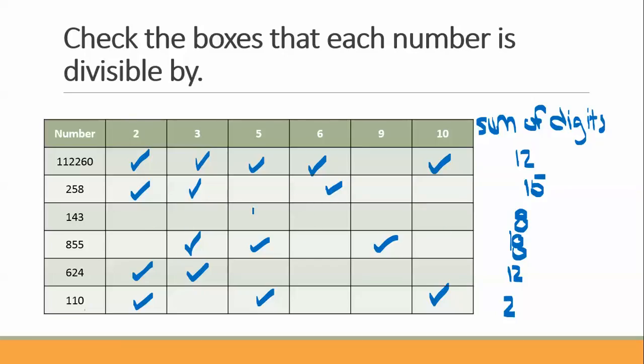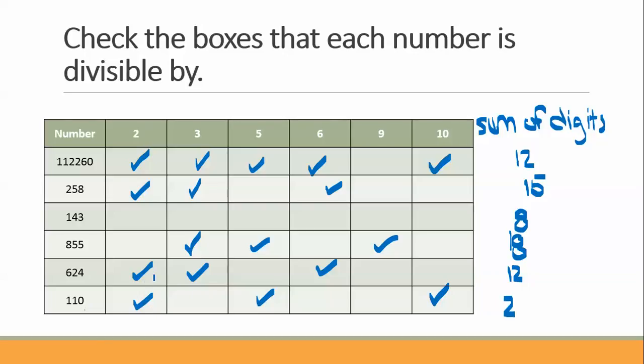143 is not divisible by any of the numbers we have figured out so far, so that's okay. 855 is only divisible by 5, or by 3. It's not divisible by 2, so it's not divisible by 6. 624 is divisible by 2 and 3, so it is divisible by 6. And 110 is not divisible by 3, so it's not divisible by 6.